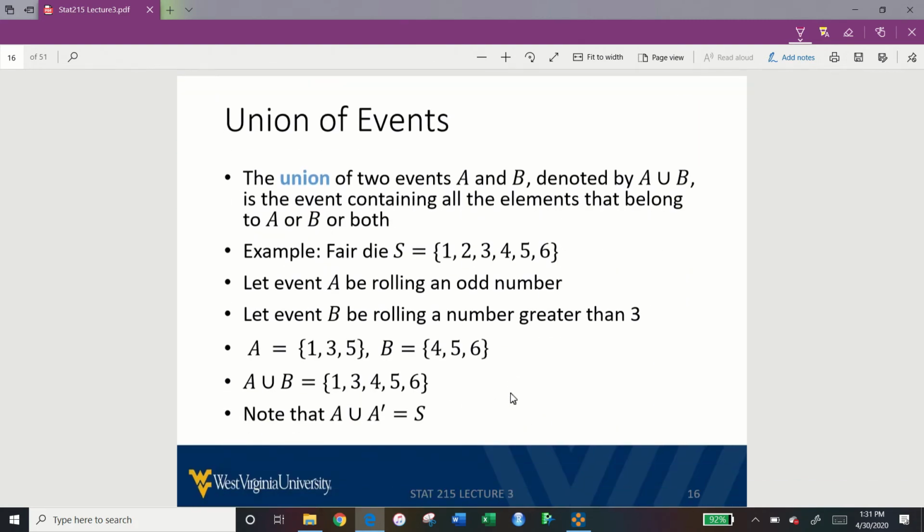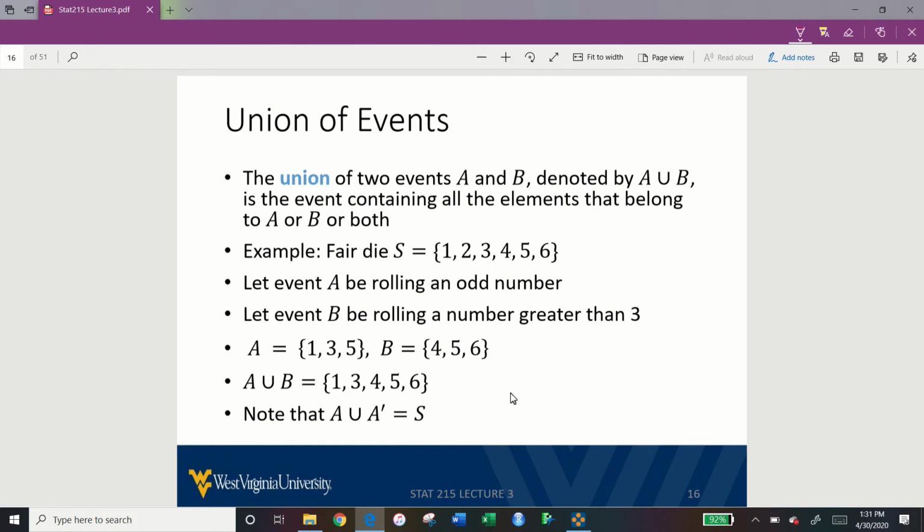Let's take a look at kind of the opposite of disjoint events, and that is the union of events. The union of two events, A and B, denoted as A, something that looks kind of like a U, again, U for union, B, is the event containing all the elements that belong to A or B or both.